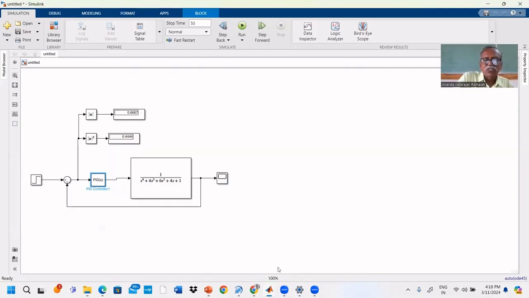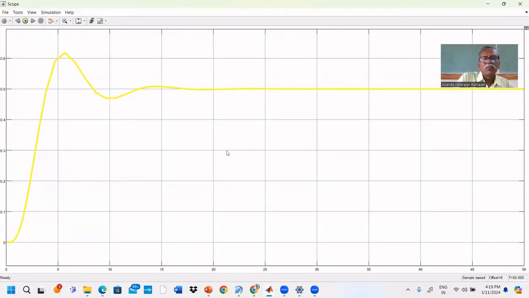Now what is the response? You see? Now, where is it settled? Earlier it settled at 0.35. If we increase the gain, it settles at 0.5. But still the steady state error is there. It is not yet settled at 1.